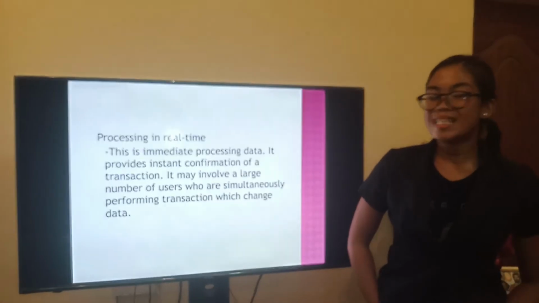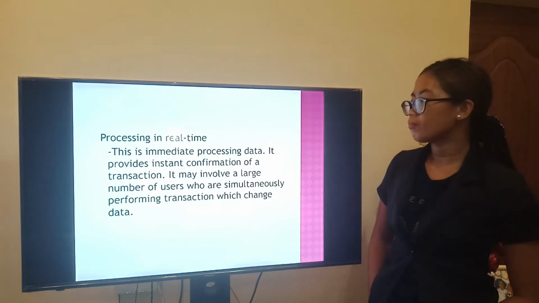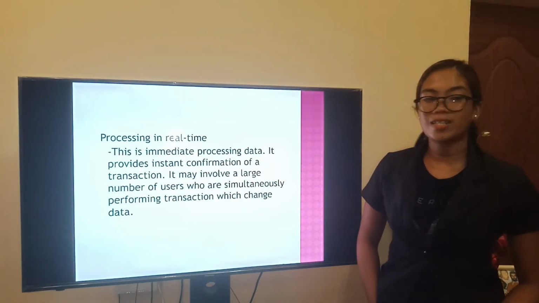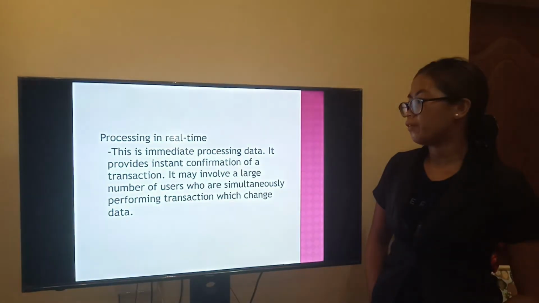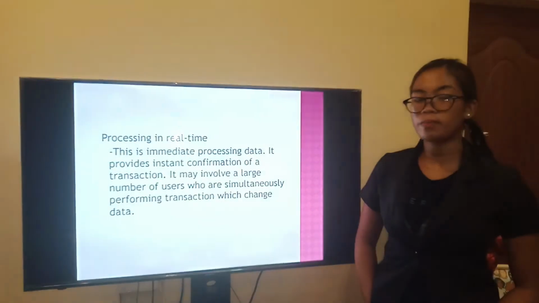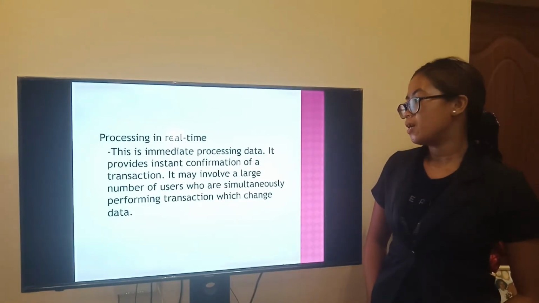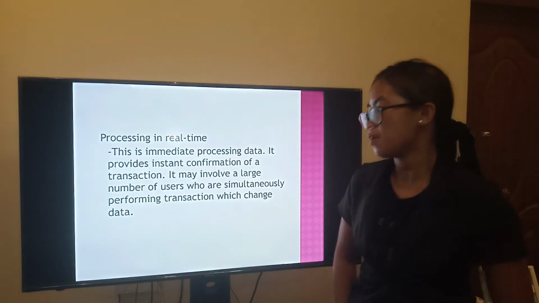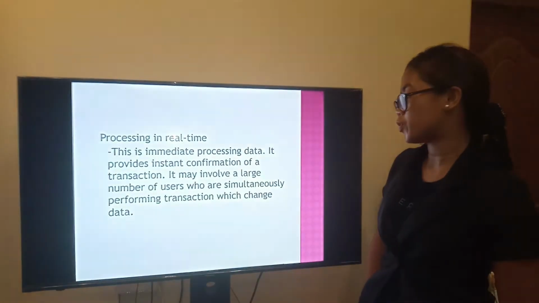Second, processing in real time. This is immediate processing of data. It provides instant confirmation of a transaction. It may involve a large number of users who are simultaneously performing transactions which change data.